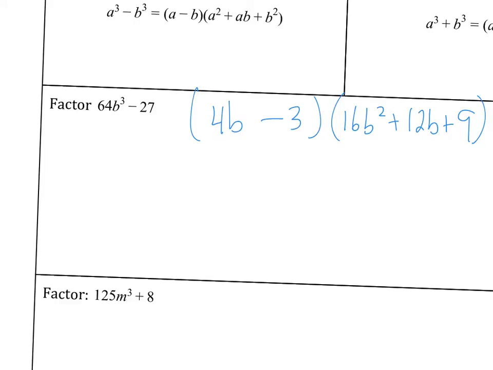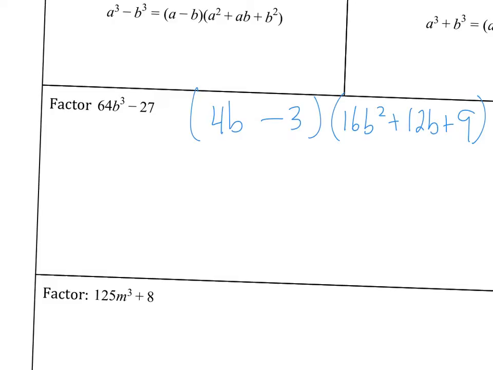Here's how this is going to work. Here's our answer from factoring this problem. I'm telling you, if I take 4b times all this stuff and negative 3 times all this stuff, this is all that's left. But you really do want to see it to believe it. I mean, you really do. Don't take my word for it.